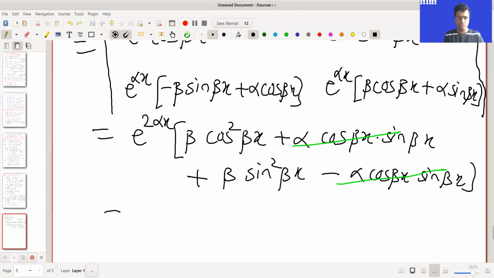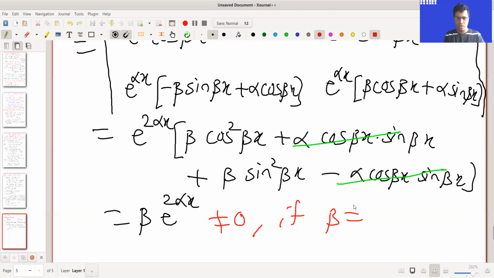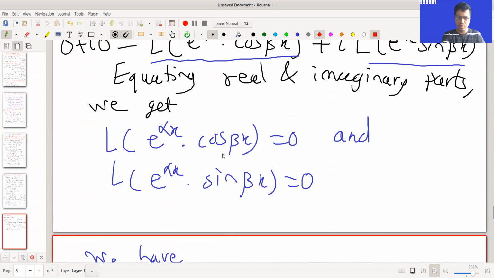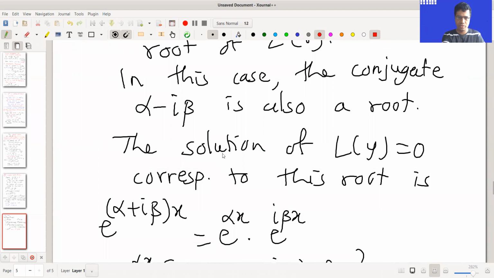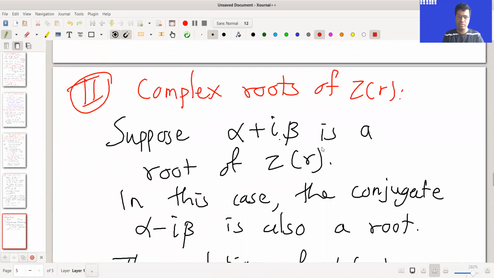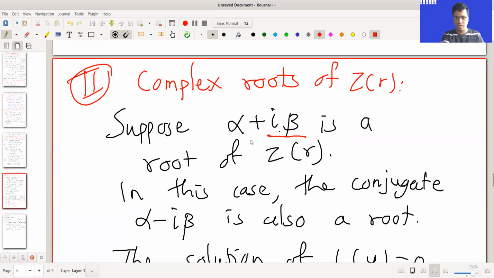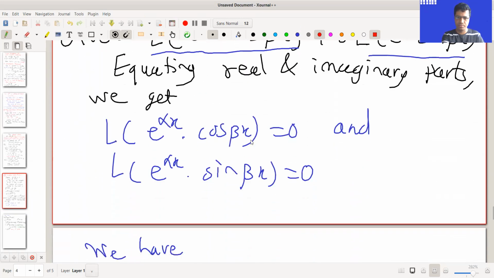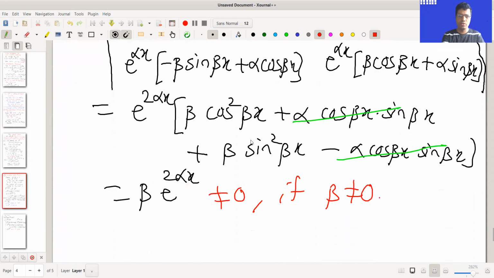So this is beta e raised to 2 alpha x, and this is non-zero if beta is non-zero. Of course we take beta non-zero. If beta is 0, then roots cannot be complex. Our roots are alpha plus i beta. Beta should be non-zero, otherwise root is a real number, which we already have considered. So these are linearly independent.